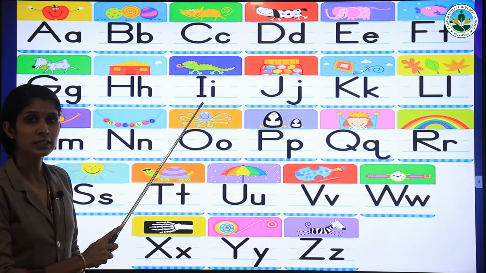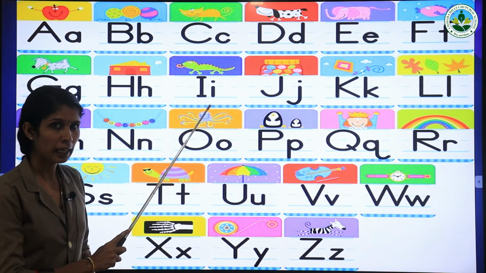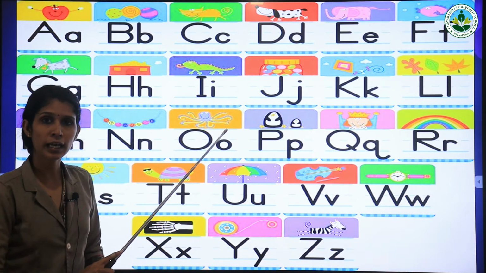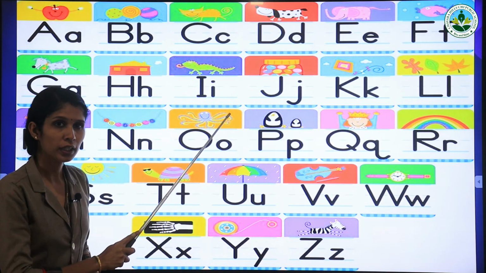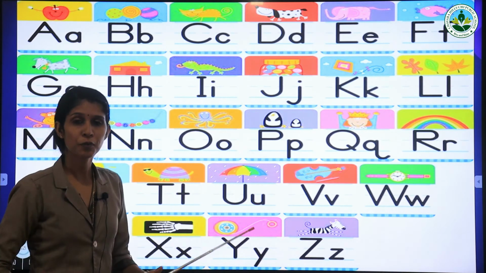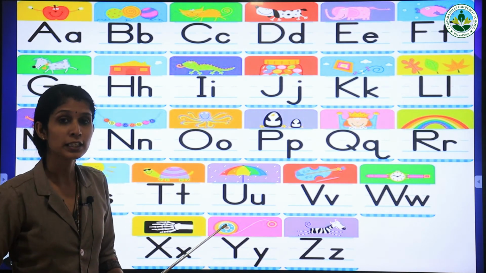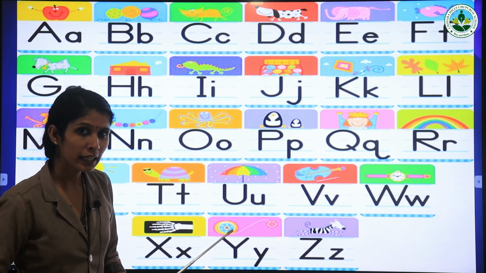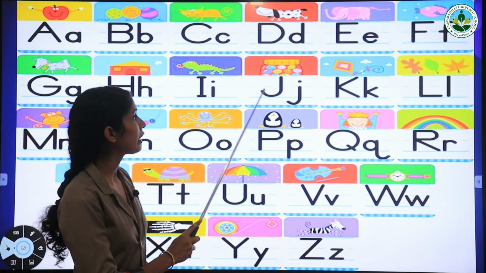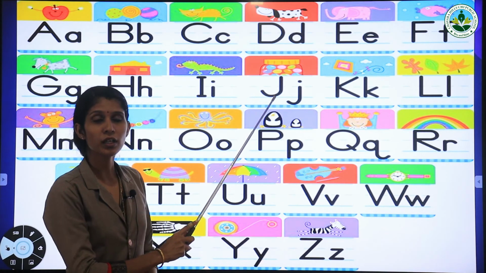Which letter is this? Capital letter I and small letter I. Say once again, capital letter I, small letter I. Say the sound of letter I. The sound of letter I is I. I. Okay, and our next letter, capital letter J.